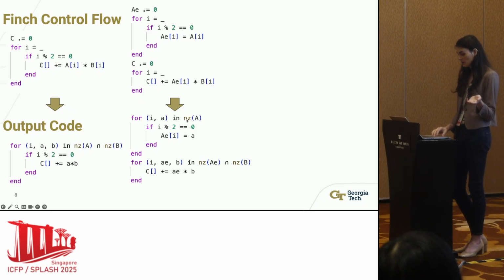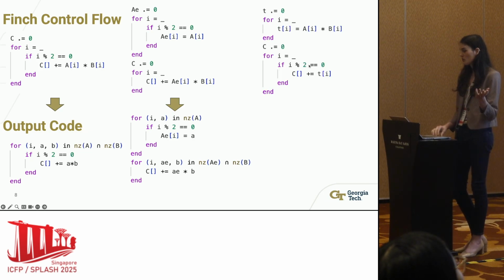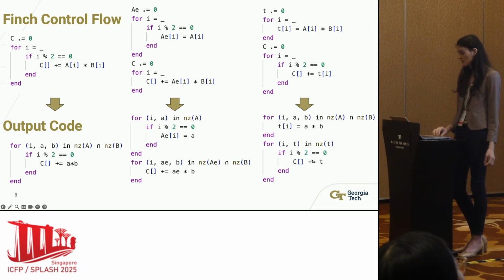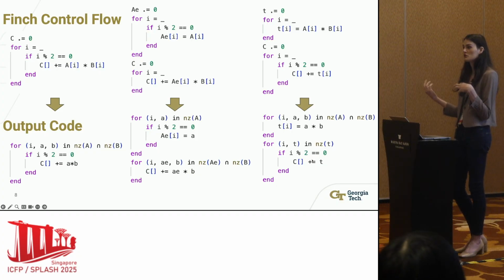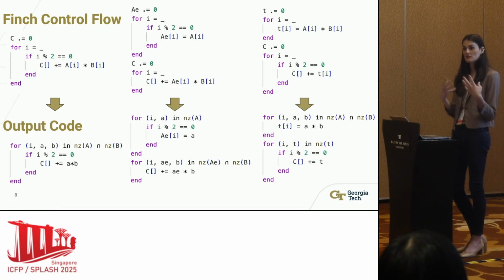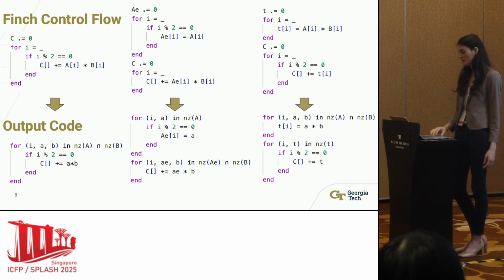So here we can see we iterate over the non-zeros of A, and then we do the intersection. And then, of course, maybe we want to do the intersection first, the filtering after. That might look like this. And you can see that each of these strategies may be better or worse in different situations. So being able to express different control flow is really important for the performance of the program.